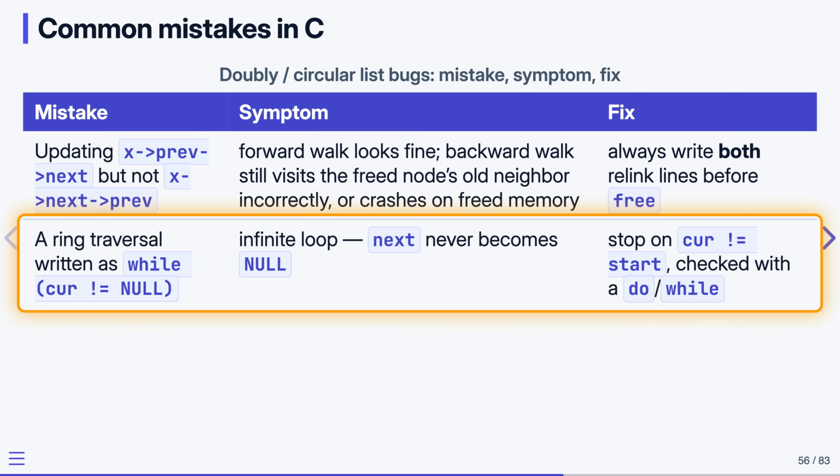The second mistake is writing a ring traversal as, while cur is not null. In a ring, next never becomes null, so the loop never stops. That is an infinite loop. The fix is to stop on, cur is not start, and check it with a do while loop.